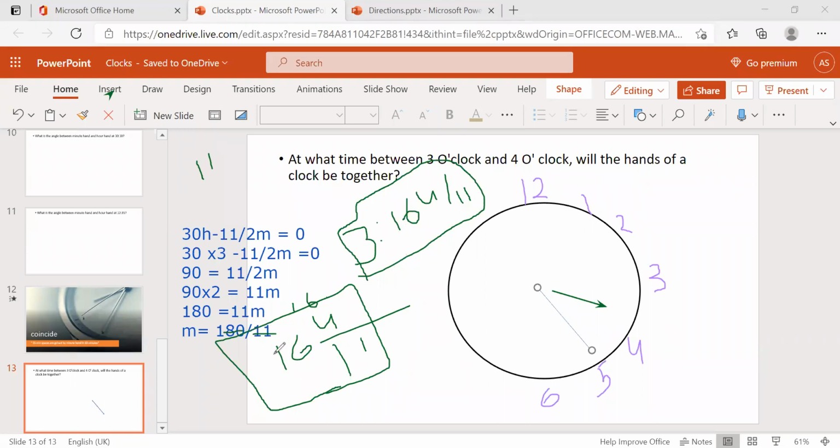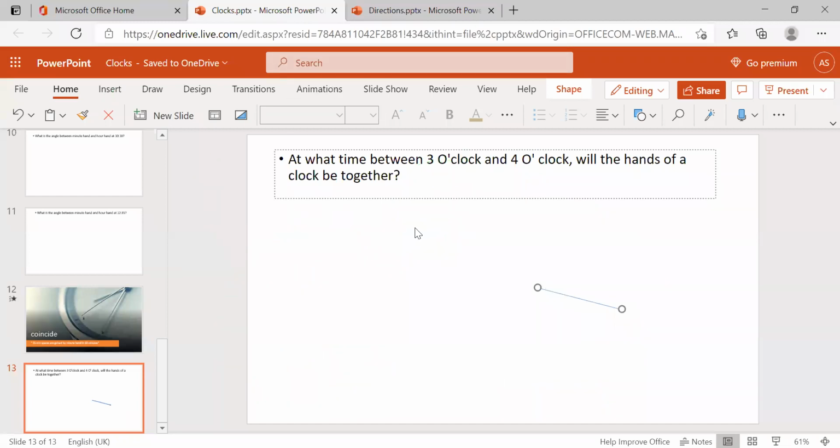If you are converting to a mixed fraction, 3 hours 16 4 by 11 minutes, both hands will coincide in this position. 16 minutes 4 by 11 minutes, it is coincide. But instead of doing these things, I'll say a very small, very easy, very simple trick.